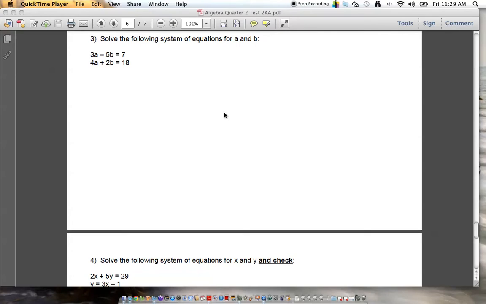I could be such an idiot. I just did this entire section and I forgot to turn on the screen recorder, so let me go back over it again.